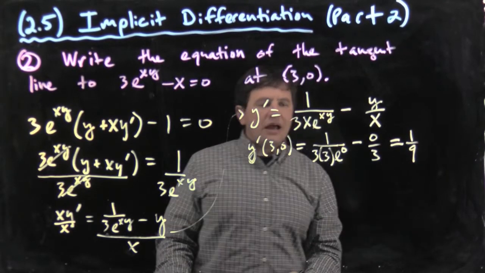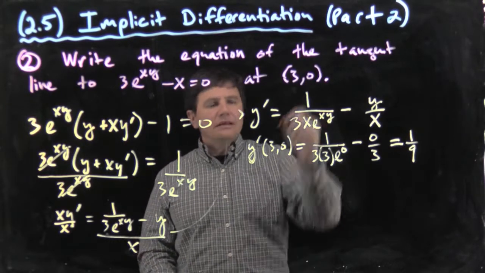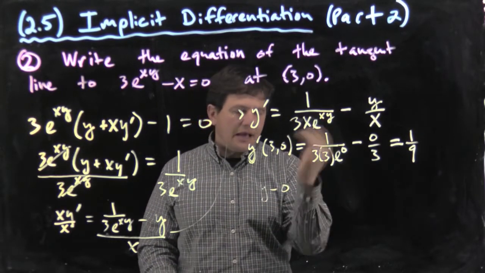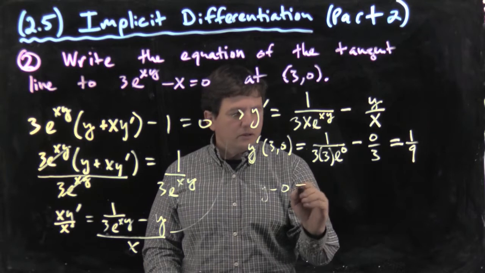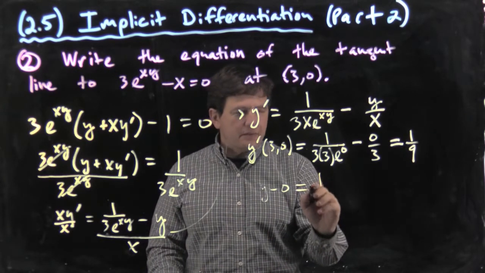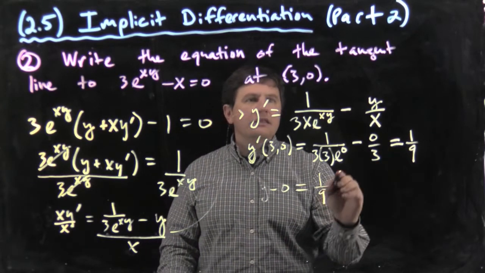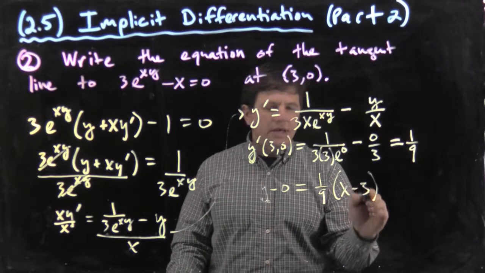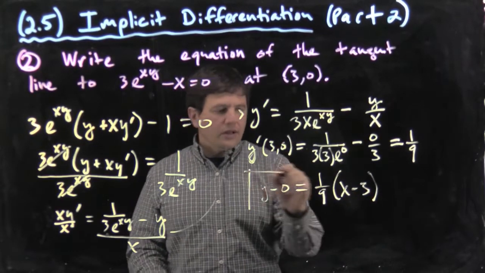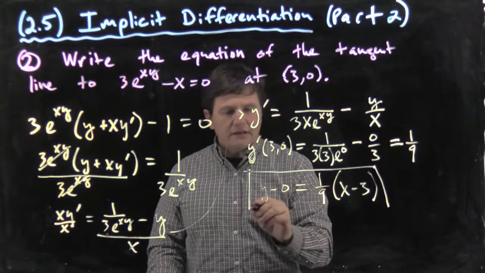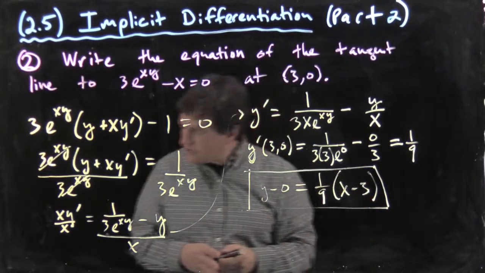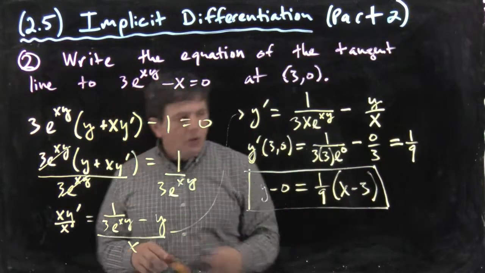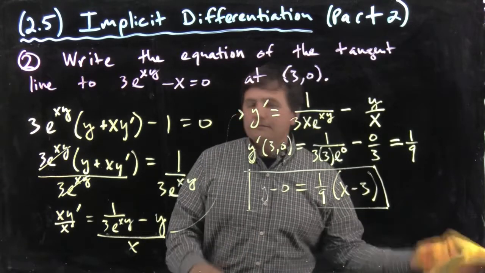All right, so now I'm ready to go. My equation of my line will be y minus 0. Obviously, we don't need to write the minus 0, but it's not a big deal. Slope is 1/9, and then x minus 3, and there you go. I think this marker is on its last legs. And there's our equation of a tangent line. Okay, so let's keep on moving.